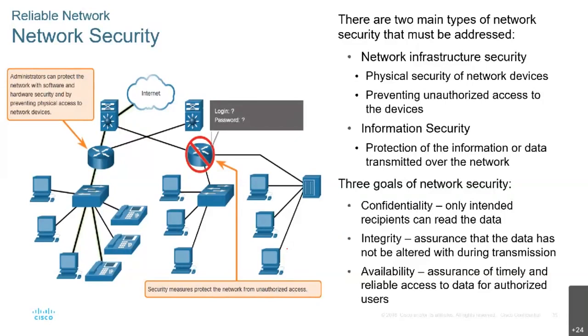So one thing as a network engineer that you have to take into consideration is the security of the network. Who has physical access to the places where you have got your devices like routers and switches? You should know. And those places should always be locked.